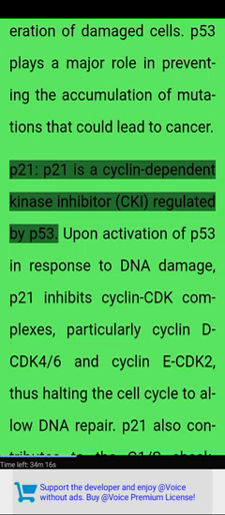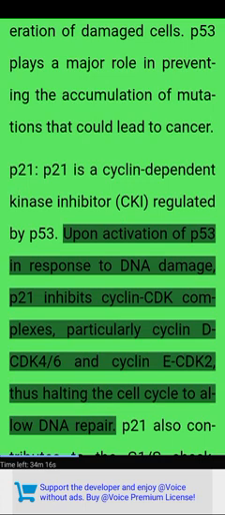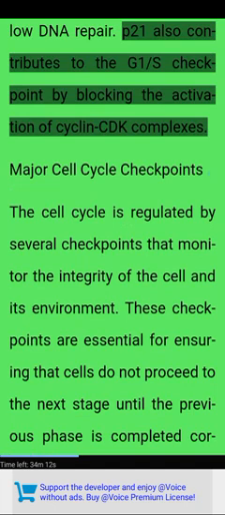p21 is a cyclin-dependent kinase inhibitor, CKI, regulated by p53. Upon activation of p53 in response to DNA damage, p21 inhibits cyclin-CDK complexes, particularly cyclin D-CDK4/6 and cyclin E-CDK2, thus halting the cell cycle to allow DNA repair. p21 also contributes to the G1/S checkpoint by blocking the activation of cyclin-CDK complexes.